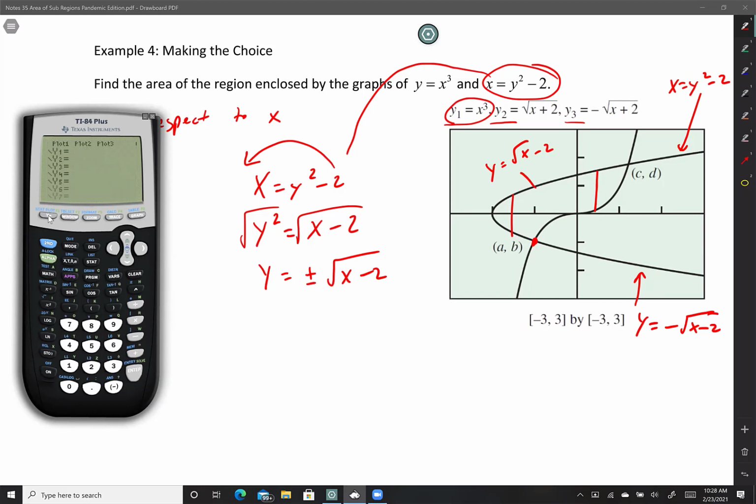And I'm gonna go to y equals, and I'm gonna type in on y1 x cubed, so x to the third power. And on y2, I'm gonna type in the square root. Don't worry about that. I was working on this handout earlier. Square root of x plus 2. Oh, wait. Okay, there's a small error there. Do you guys see the error? This should be plus, guys.